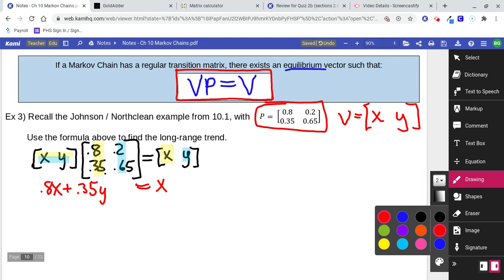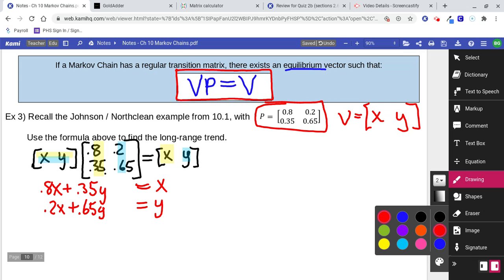So we can go blue row times blue column. That's going to be 0.2x plus 0.65y equals the 1,2 element, which is y. So we have a system of equations. The system of equations comes straight from that VP equals V. Now, we're going to end up doing a Gauss-Jordan on this.